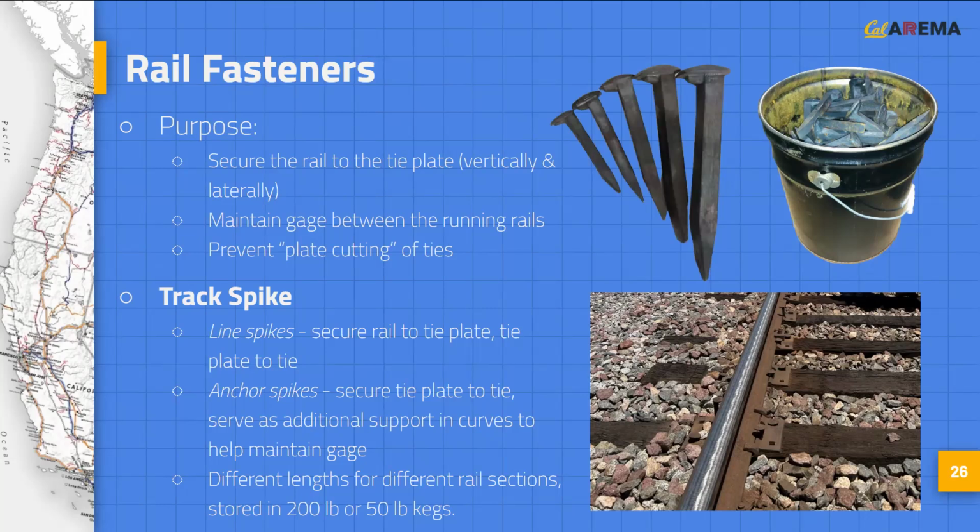Line spikes secure the rail to the tie plate and simultaneously secure the tie plate to the tie. In contrast, anchor spikes only secure the tie plate to the tie and can serve as additional support in curves to help maintain gauge. Anchor spikes are not always used. Spikes come in different lengths to ensure an adequate length of spike penetrates into the tie. 6-inch spikes are typically used for larger rail sections.